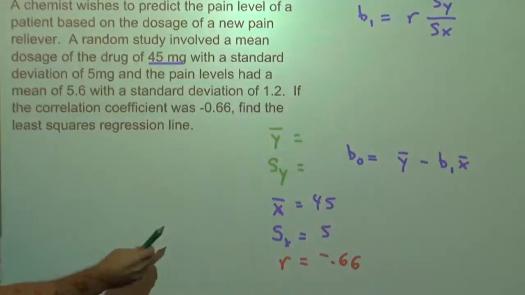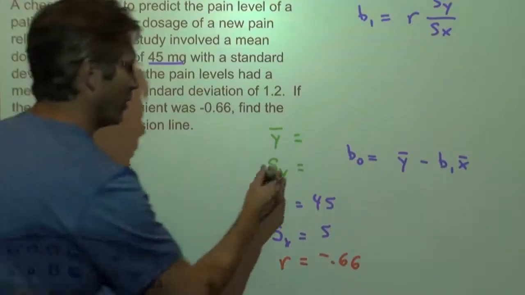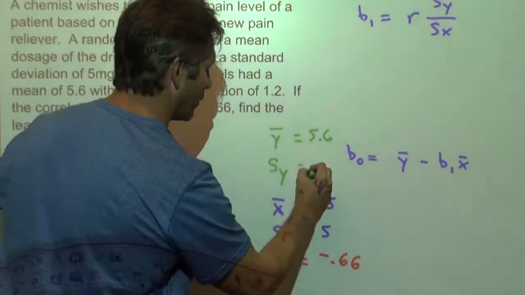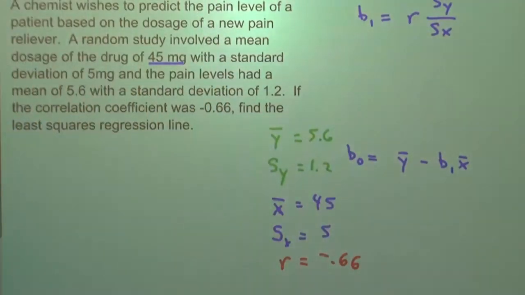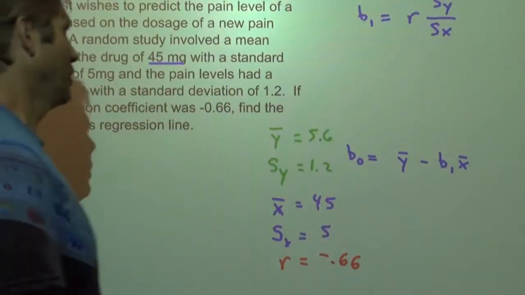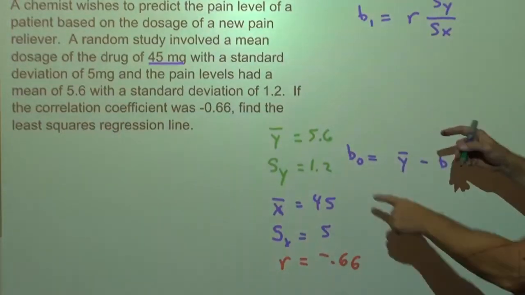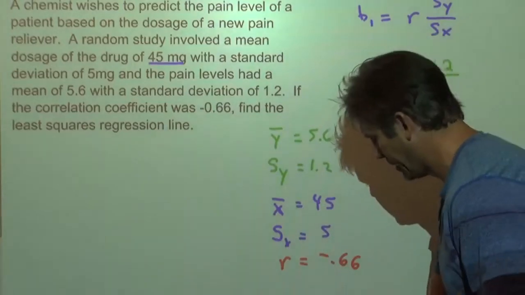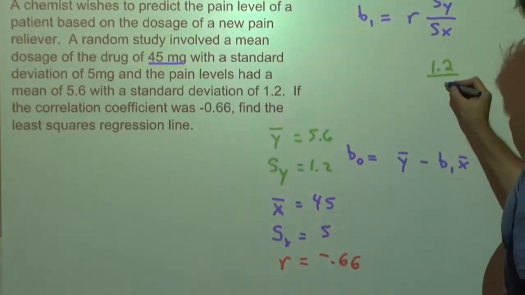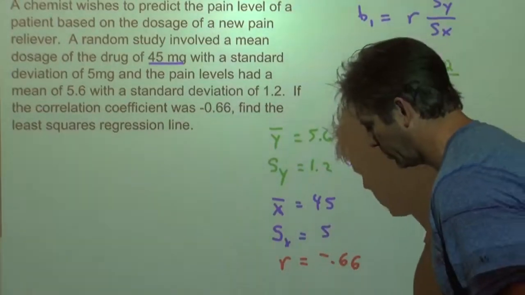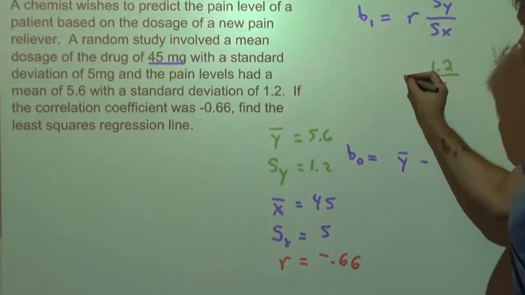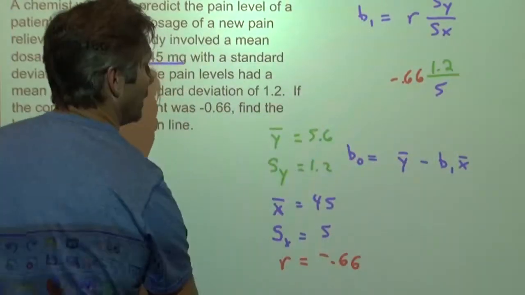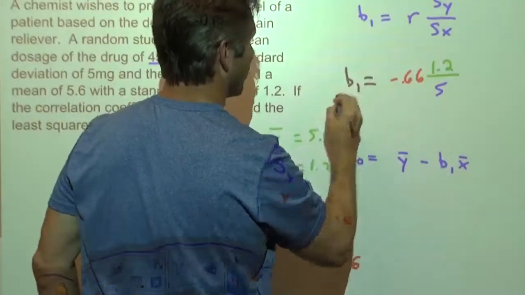Then we say, okay, the average of the y, the average pain level was 5.6, the mean was 5.6, and the standard deviation is 1.2. There we go. That's what we got. The rest should be pretty easy. So up here, we put the standard deviation of the y as 1.2. Divide that by the standard deviation of the x, which is 5. And multiply that by the r value, which is negative 0.66. And what we'll get is the slope of this regression line.